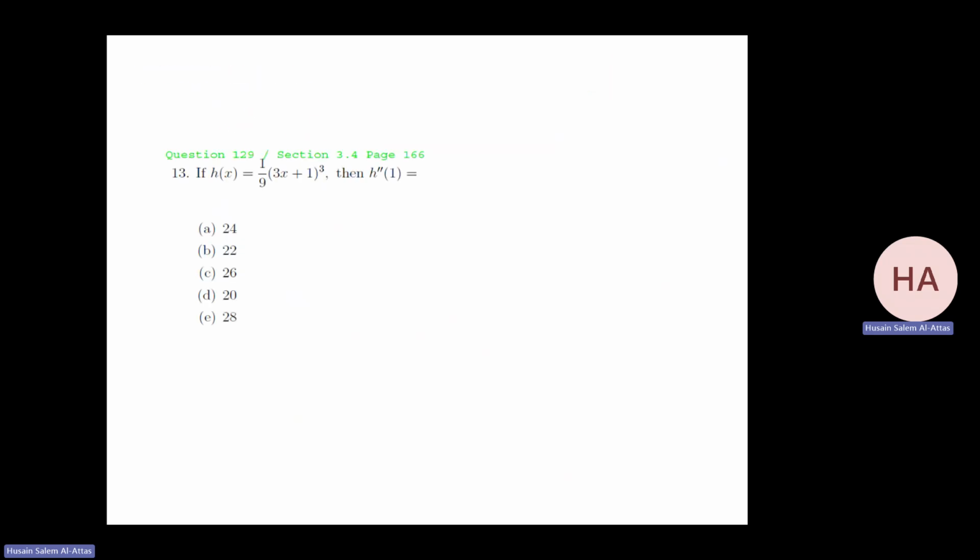Okay. Now let me go to the old exam questions. Let me do this: 1 over 9, 3x plus 1 cubed. I want h double prime. So I need to find h prime. That will be 1 over 3, 3x plus 1 squared times the derivative of this, which is 3. So that will be 3x plus 1 squared.